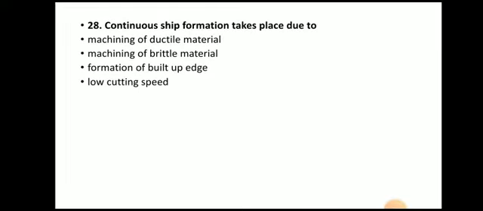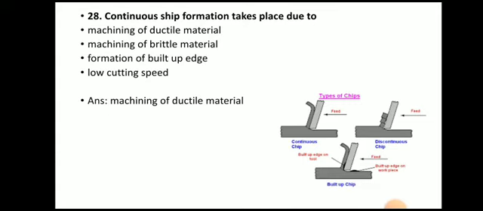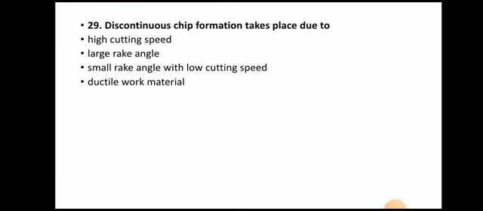Next question. Continuous chip formation takes place due to. The answer is machining of ductile material. So whenever you machine the ductile material, continuous chips are produced. So as we have already discussed, three types of chips are there: continuous chips, discontinuous chips and the built-up edge chip. Next question. Discontinuous chip formation takes place due to. The answer is small rake angle and low cutting speed. So the discontinuous chips are produced due to small rake angle and low cutting speed.